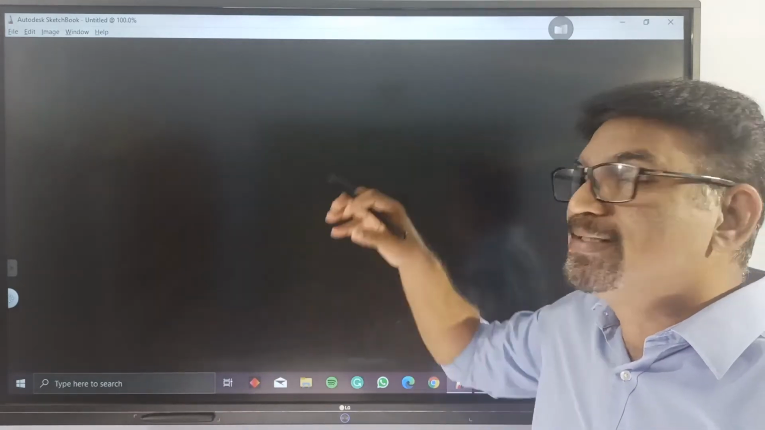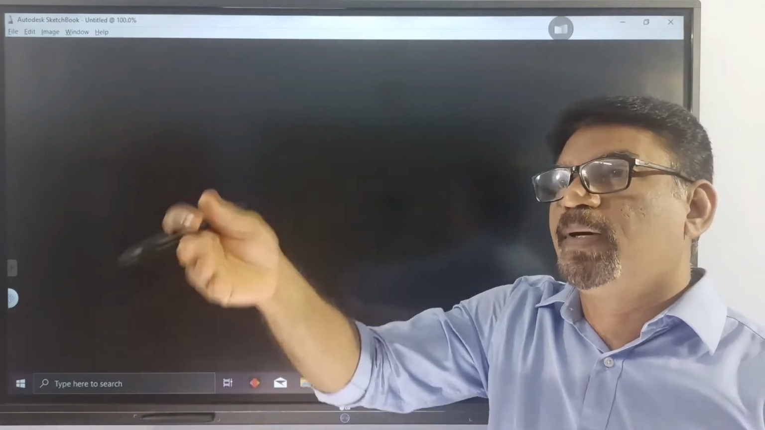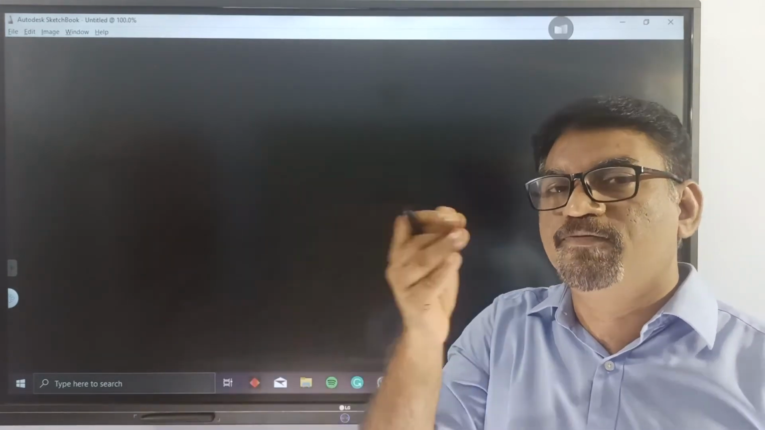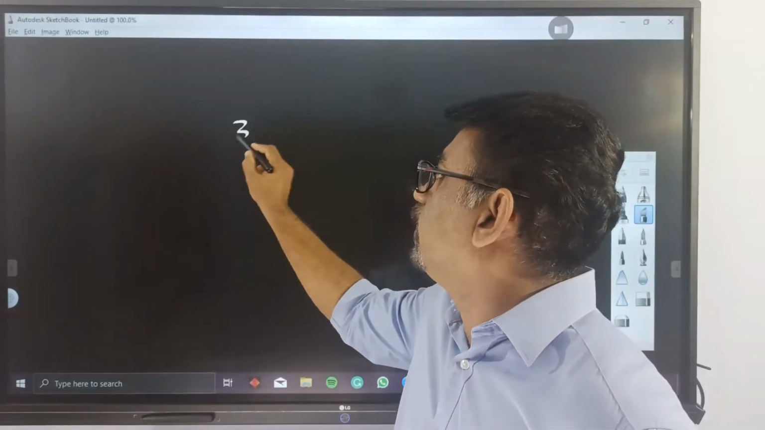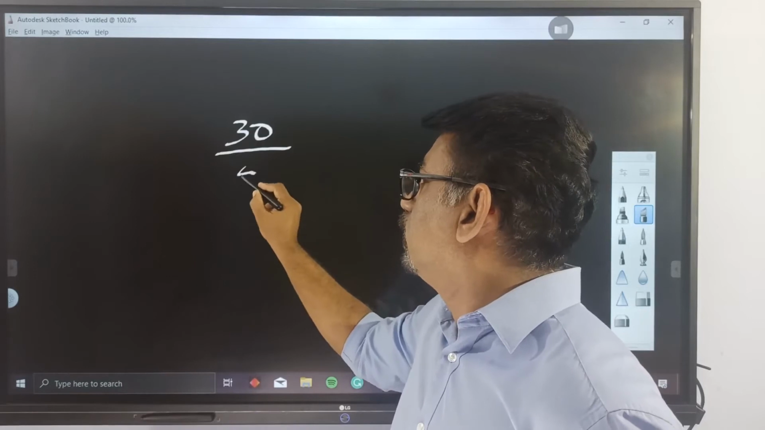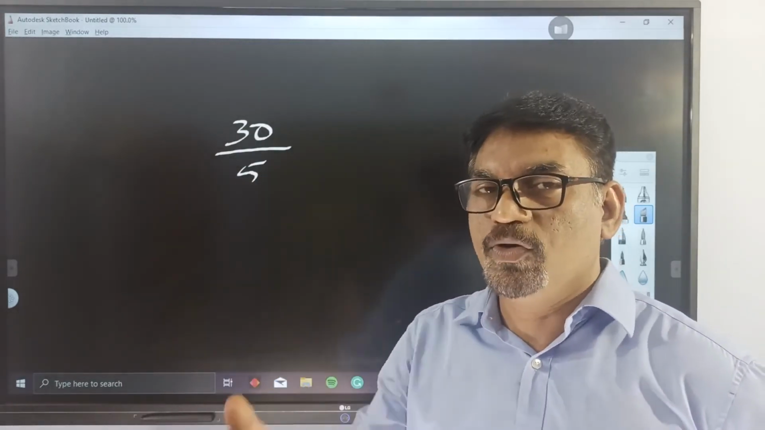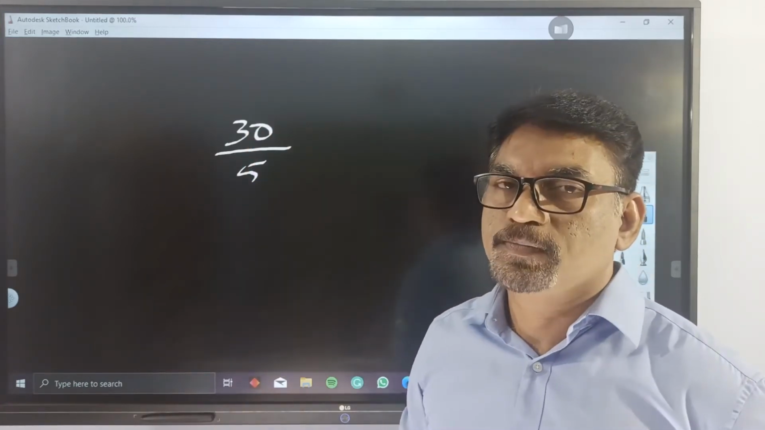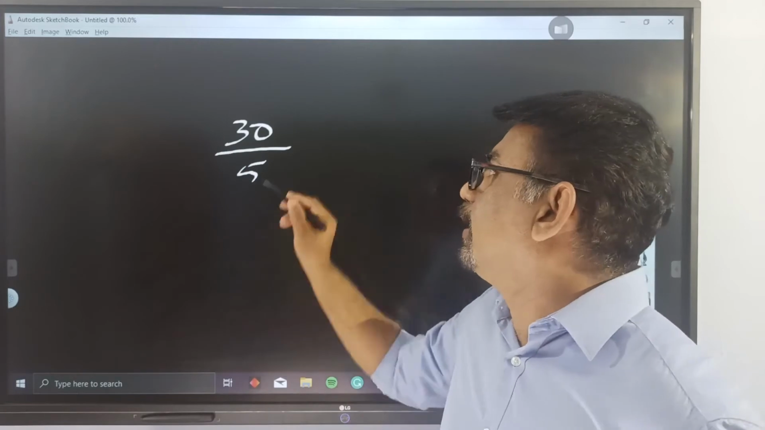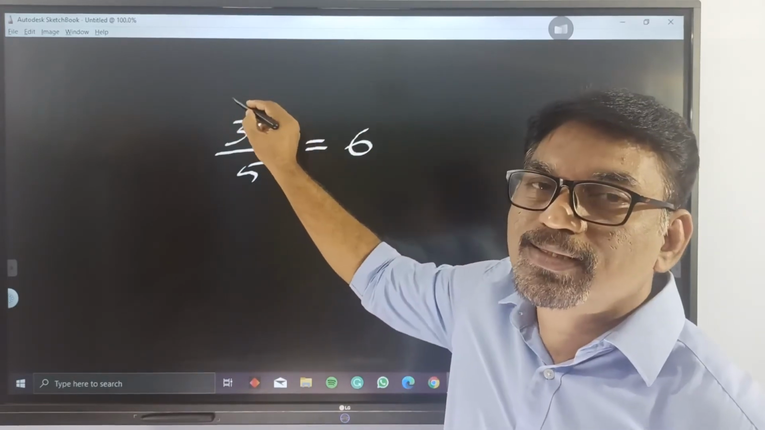Therefore, this 30 is obtained by multiplying the middle term. We do not know which is the middle term, but by multiplying that middle term by 5, we got this 30. To get the middle term, we have to divide this 30 by 5. So in order to get the middle term, we have to divide that 30 by 5. Is that clear? That is equal to 6. That means 6 into 5, it is 30.